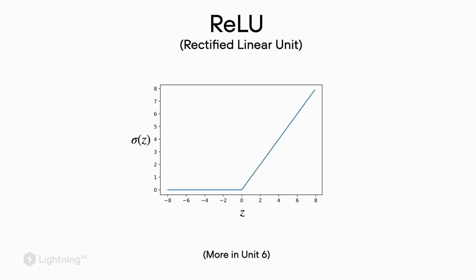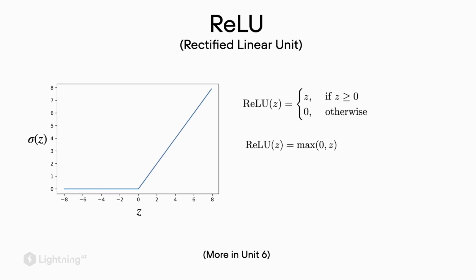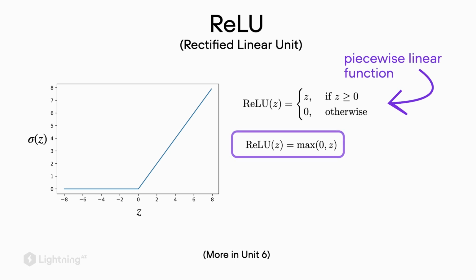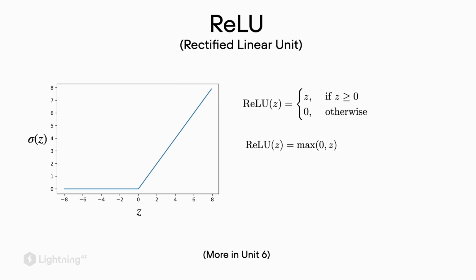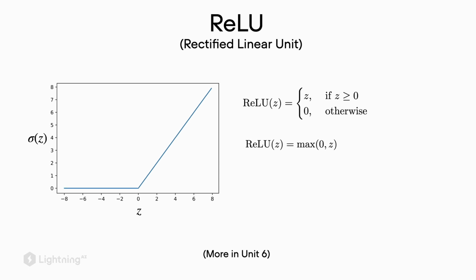So on the right hand side, we see the mathematical formula for the ReLU function. So as we can see, it returns z if z is greater or equal to 0, and it returns 0 otherwise. And this is also called a piecewise linear function. And below that piecewise linear function notation, you can see an alternative notation for the ReLU function. And yeah, the ReLU function is just one of the activation functions we can use in multilayer perceptrons. It's by far the most common one actually.